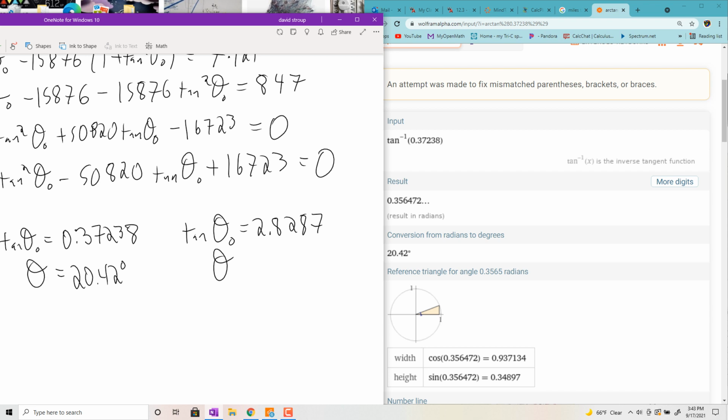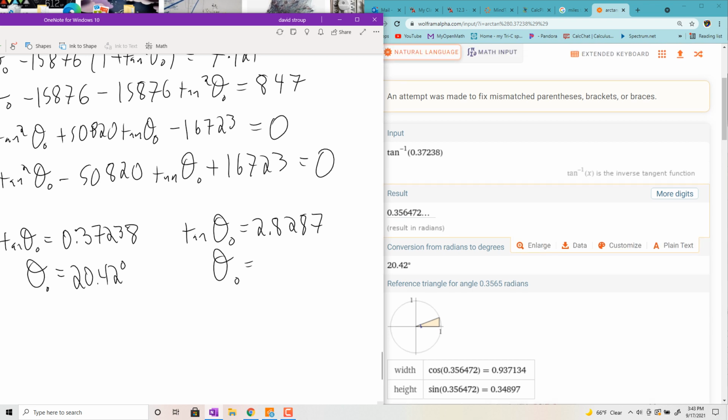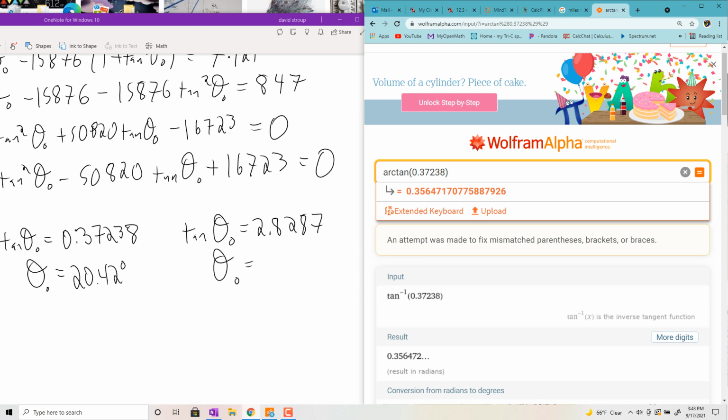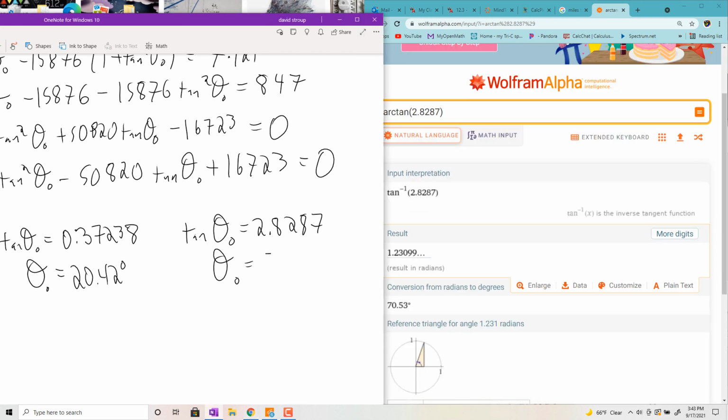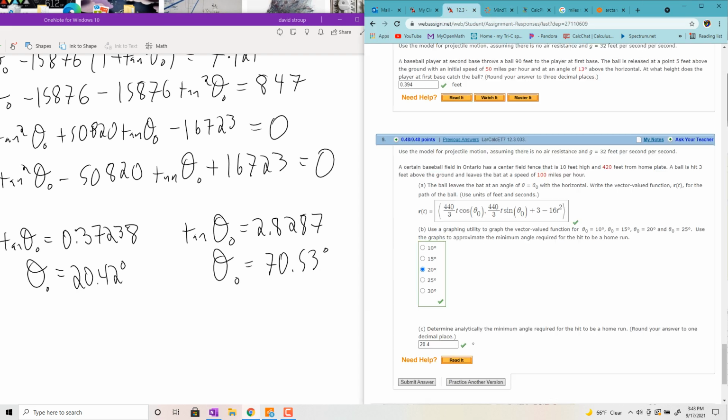This other guy, it's probably not going to work for me. 2.8287, so that's about 70.3 degrees. Okay, so going back to the question, you see the 70 degree option isn't even there. The closest one is the 20 degrees, so you hit 20 degrees. And then determine analytically to 1 decimal, 20.4 degrees is the angle.